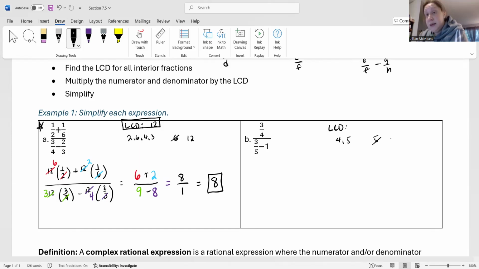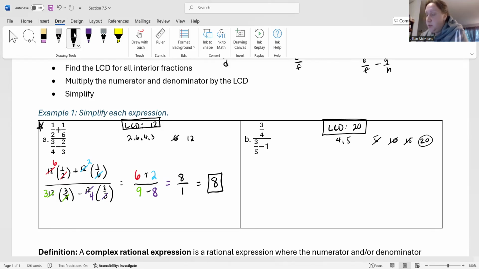So 5 times 2 is 10. Well, 5 certainly divides into 10, but again, 4 doesn't. So the next multiple of 5 would be 15. Well, 5 divides into 15, but 4 doesn't. So we want to look at the next multiple of 5, which is 20. And that's the one that's going to work. 5 divides into 20 and 4 divides into 20. So the LCD here is 20.